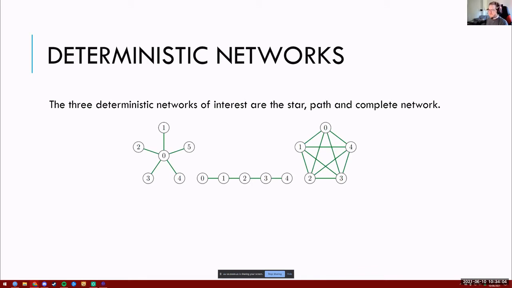There are 3 deterministic networks that we're going to talk about in the simulations, and we're going to see a bit how they look. The first one here is the star network, which has a star node in the middle that is connected to every outer node, and every outer node is only connected to the star node. For the path network, every node is connected to its 2 closest adjacent neighbors, except for the first and last, which are only connected to 1 neighbor. And last, we have the complete network, where every node is connected to every other node, and so this one is completely symmetrical.